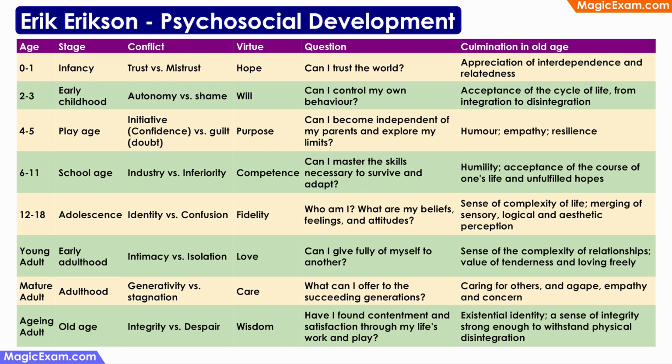So Erik Erikson says that a person normally will go through 8 stages of psychosocial development, and these 8 stages are divided as per the age that the person goes through. For example, in stage 1, when the child is just between 0 to 1 years, this is infancy, the question that the child is trying to answer is, can I trust this world? That is, the conflict in the child's mind is between trust and mistrust.